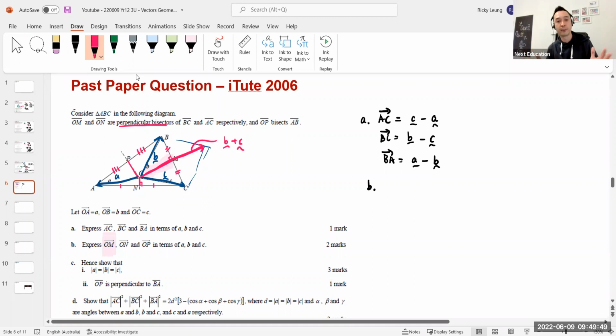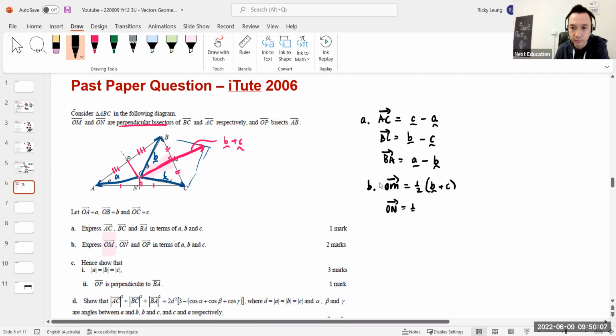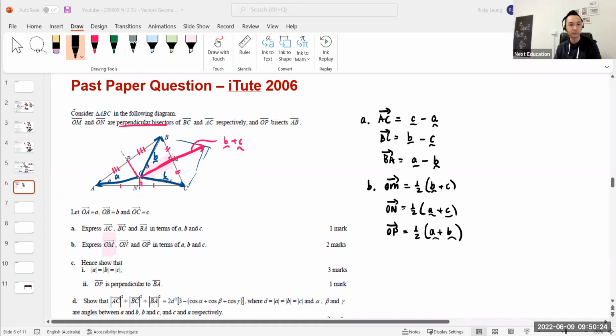It's a full length, yeah? And so if it's half, I can conclude, right? Therefore, OM is equal to half of B plus C. And just working around, right? ON is a half of these two vectors, A plus C. And by the same token, OP is equal to a half A plus B, all right? Nothing too fancy about the part A and part B, right? Let's see where it's taking us.